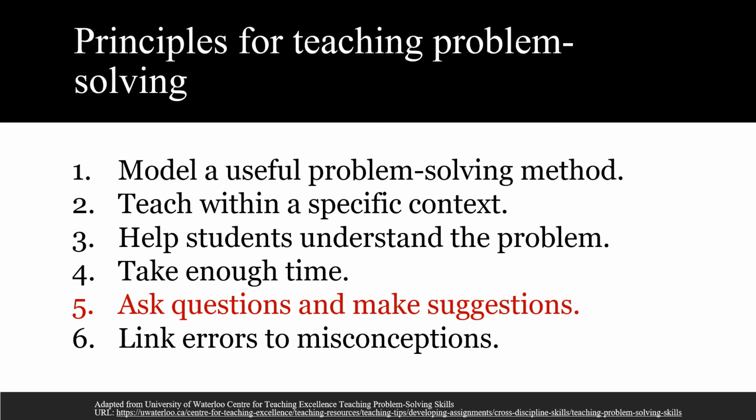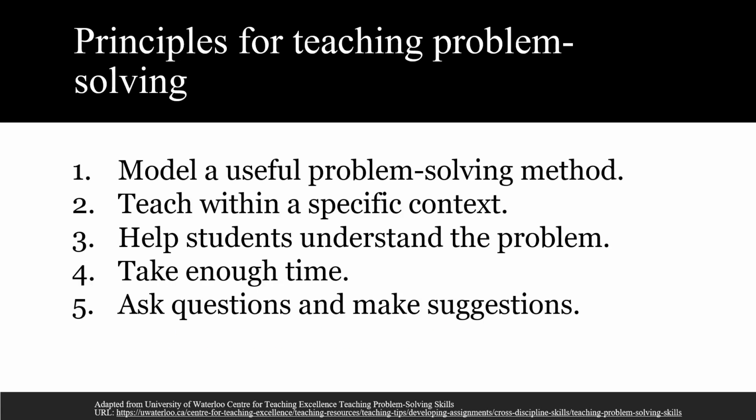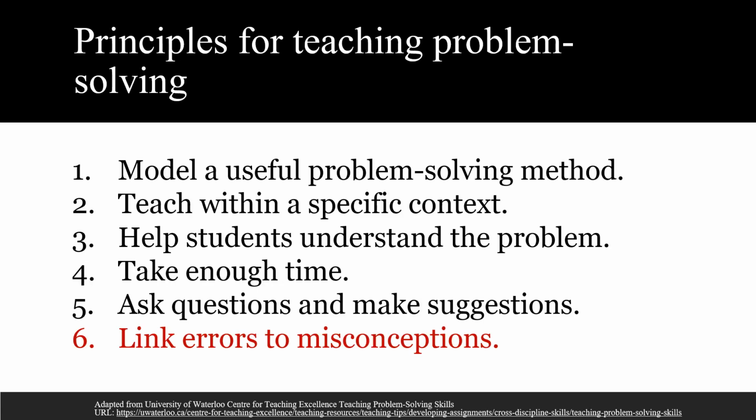Number six is link errors to misconceptions. Use errors as evidence of misconceptions, not carelessness or random guessing. Make an effort to isolate the misconception and correct it. Then teach students to do this by themselves. We can all learn from mistakes.